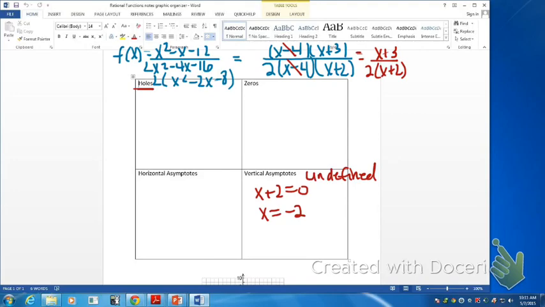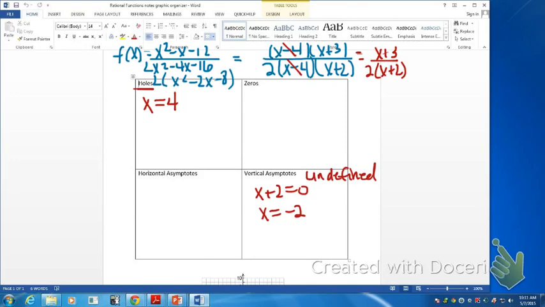Okay? So, when x equals 4, this will also be undefined. However, since we canceled him out, he is now actually part, or the x coordinate of our hole. And when I say hole, that means we have an open point. So if this is our x coordinate, we're going to put that value back into our function to find its corresponding y coordinate. So we're going to take our x plus 3 over our 2 times x plus 2, and we're going to put the 4 in.